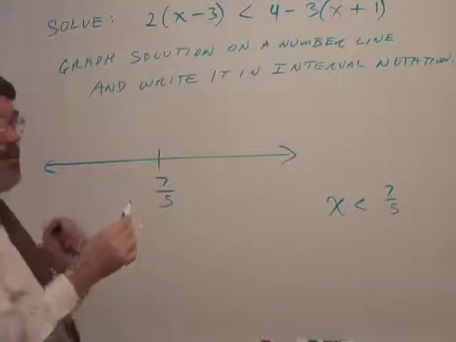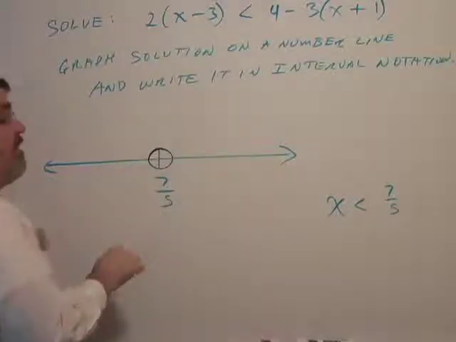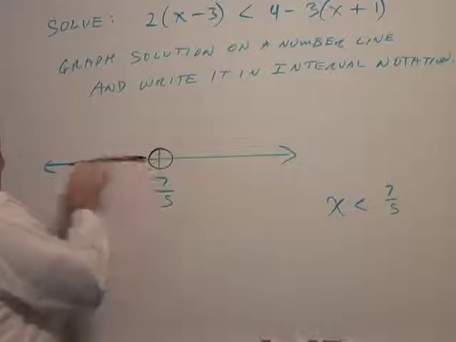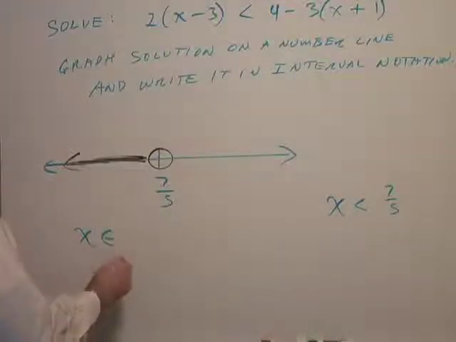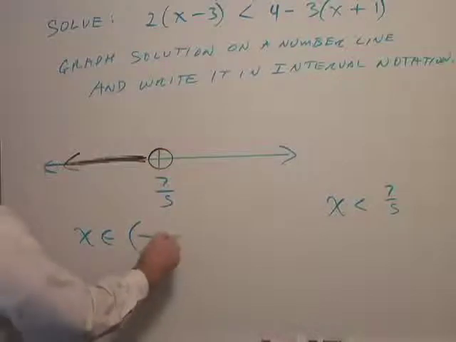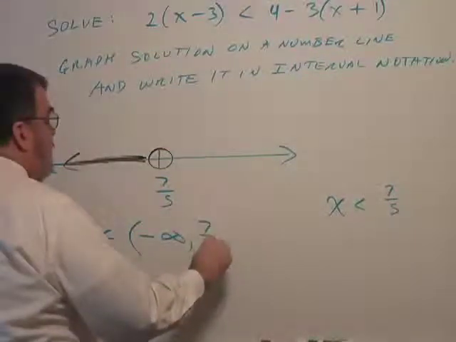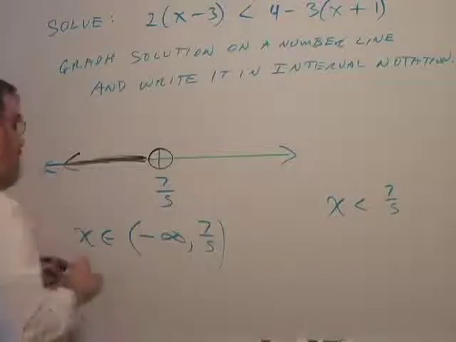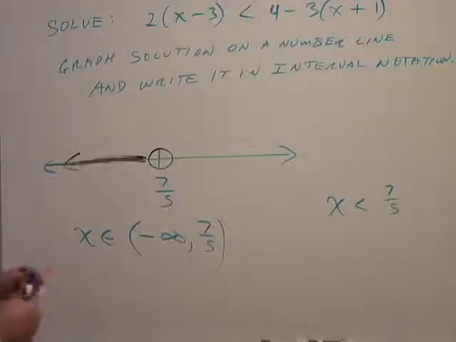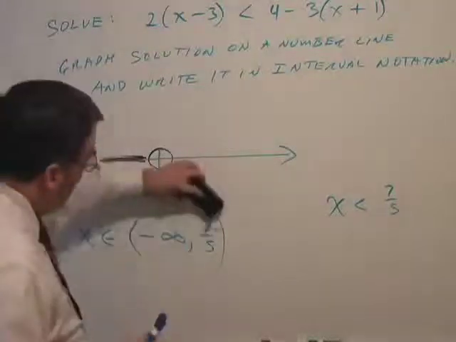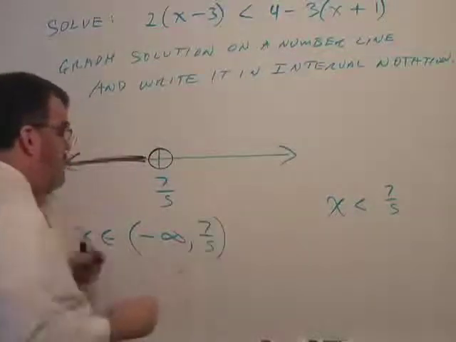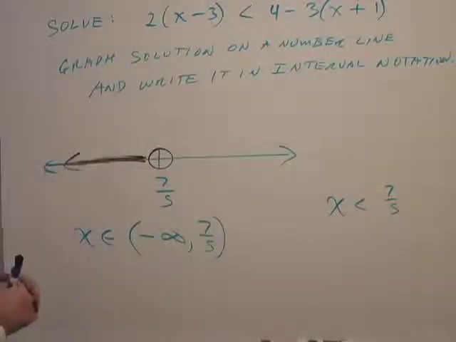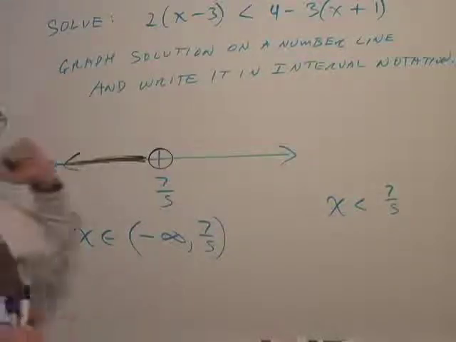So do I use an open or closed circle here? I use an open circle, and I shade to the left. x is less than means shade to the left. And then for interval notation, I'm going to say that x belongs to the interval from parentheses, negative infinity, comma, 7/5, and then I'll close the parentheses, not close the bracket. I'm not too satisfied with my parentheses, so I'm going to polish that up a little bit. All right, there we go. So it's done. We solved it, graphed it, and wrote it in interval notation.